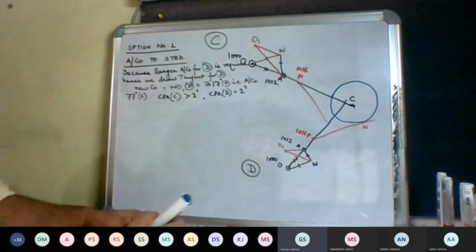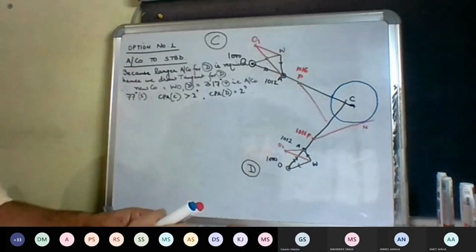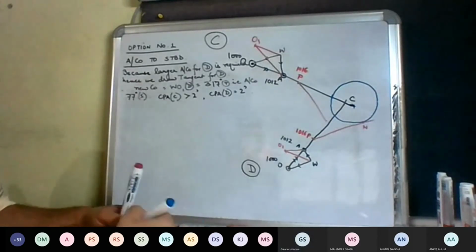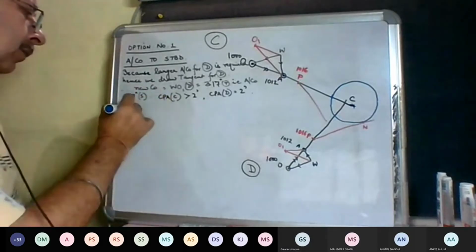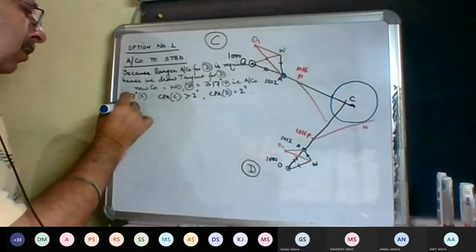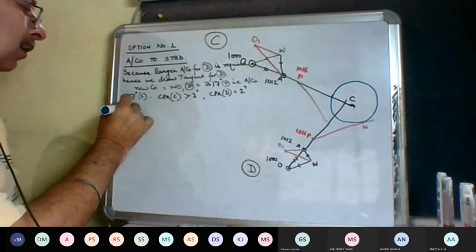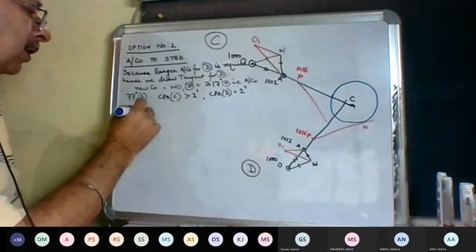This is not a tangent. It is just a relative line of approach. It is not a tangent. Okay. Option number 3, reduction of speed.